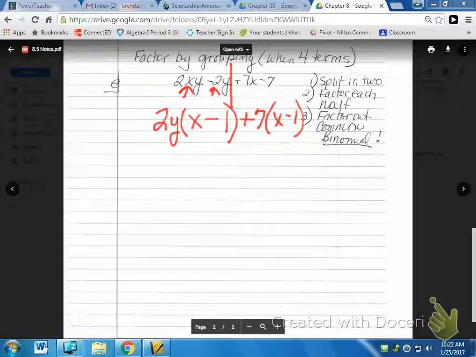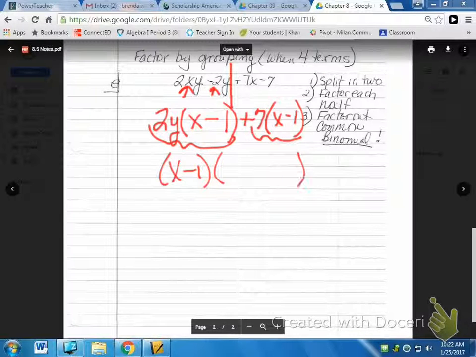What's in parentheses there? Now, what we just did is we took 4 terms and made them only 2. Here's the first one. Here's the second one. And guess what? Those 2 terms have a like or common factor. What is it? The x minus 1. Okay, now if I take x minus 1 out of that first thing, I'm going to mark it out. What's left? 2y. If I take x minus 1 out of the second one, mark it out. What's left? Plus 7. I just factored that polynomial with 4 terms.